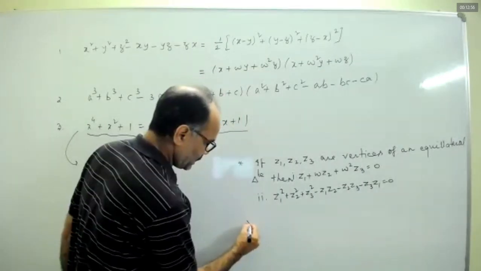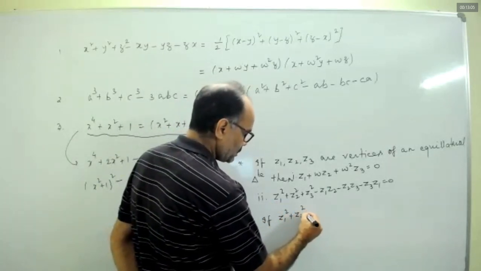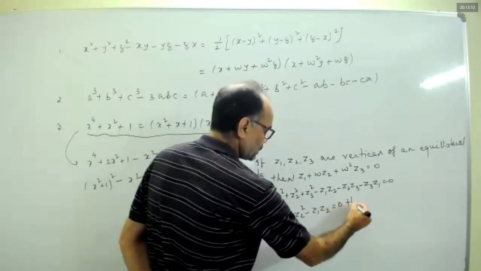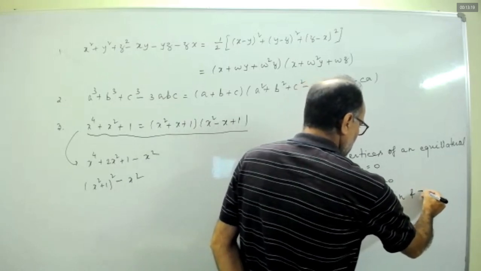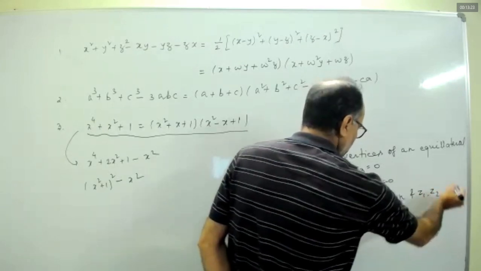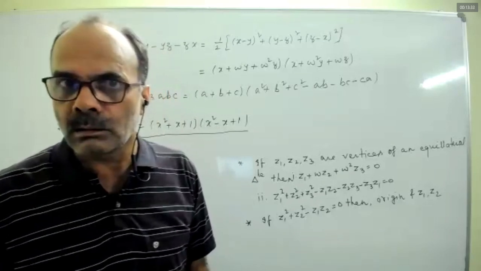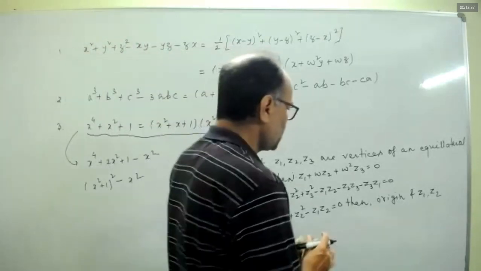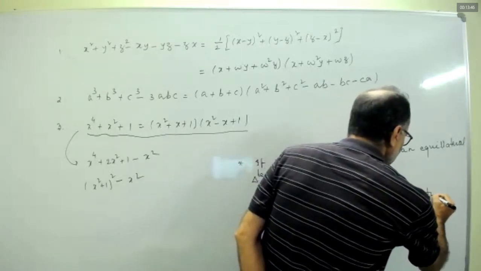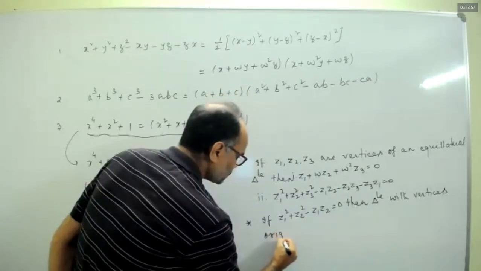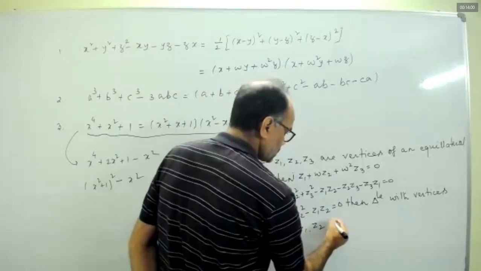Now, I'm writing one question. If z1 square plus z2 square minus z1 z2 equals 0, then the triangle with vertices origin, z1 and z2, what can we say?